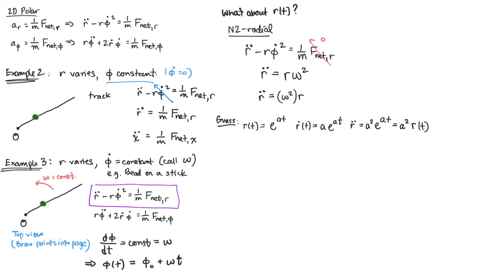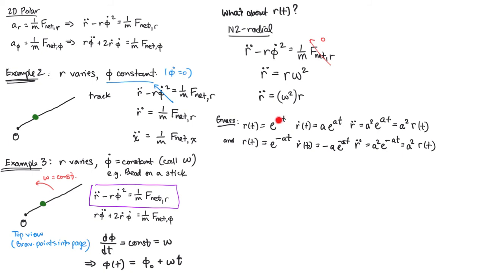Is that the only solution? No. There's another solution, which is when you have a minus sign up top. The first derivative changes sign because you'll get minus a e to the minus at, but when you take the second derivative, the minus sign up front is canceled, and you're left with a squared times r of t. So either approach is fine. They're both, in general, part of the solution.